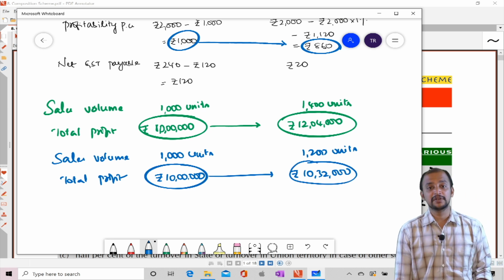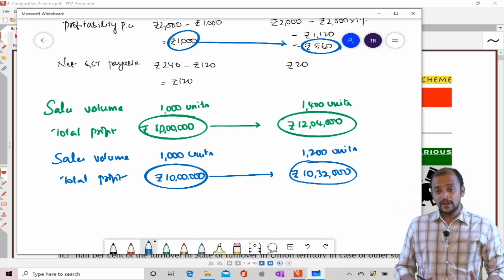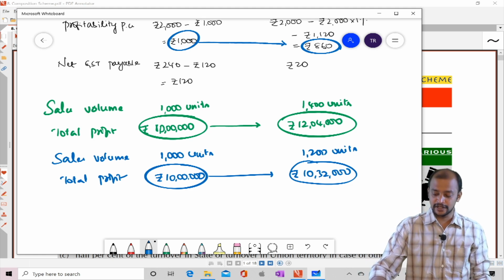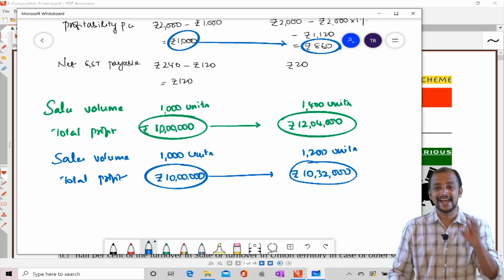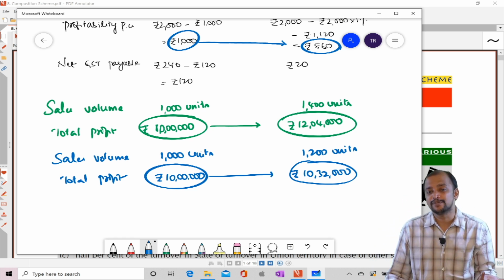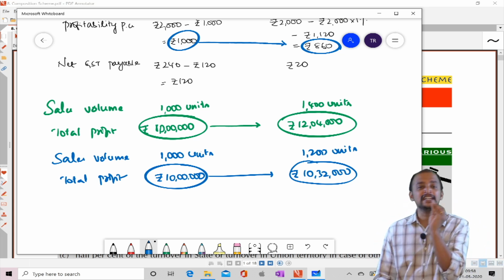Why is the composition scheme best? There is a marginal increase in the profit. Now what if it is 1100 units? You can see 860 into 1100 units is 9,46,000 only. So it is not feasible to be in the composition scheme because there is only a small increase in the volume.